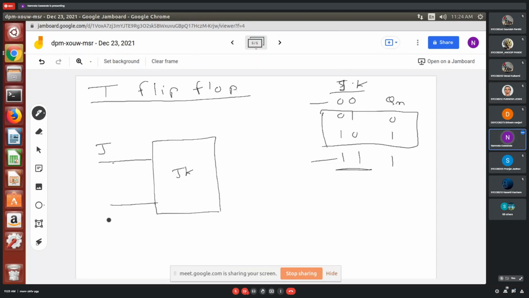If this is J, K, and this is the clock and Q bar. Now these two states we can use in the T flip-flop. So I can provide only a single input with the help of T. T means toggle.